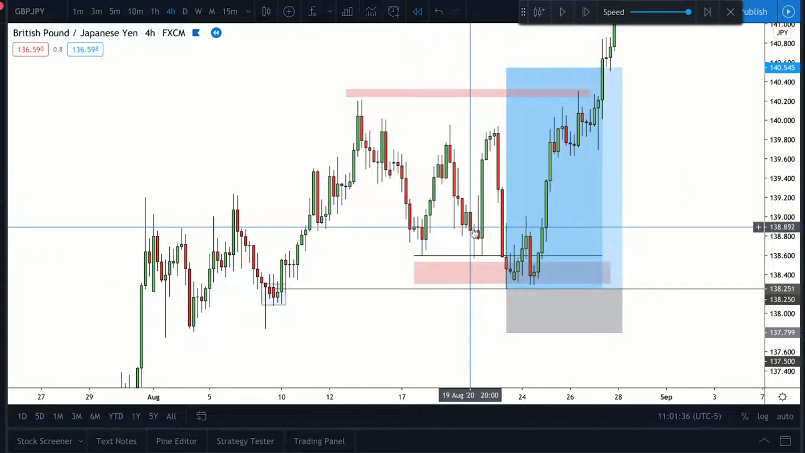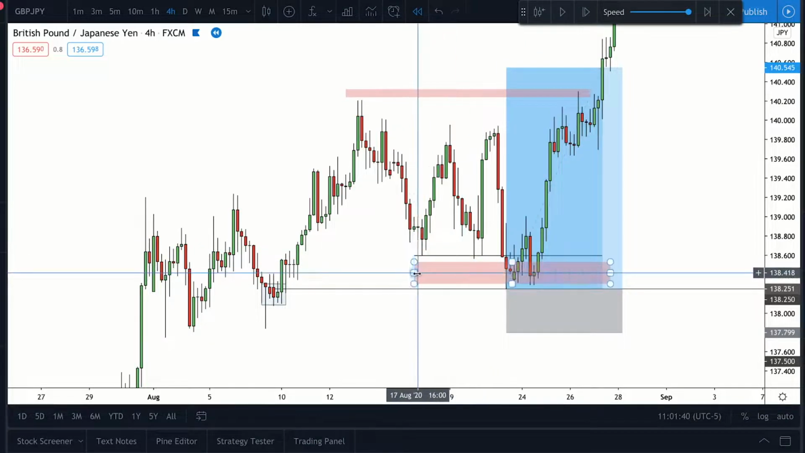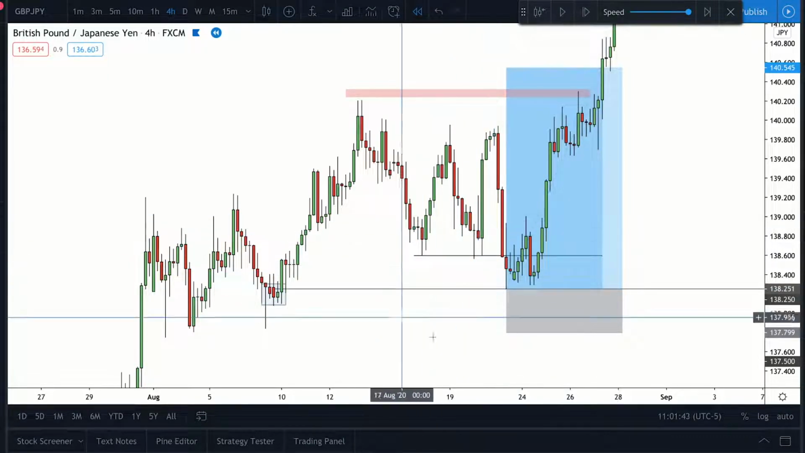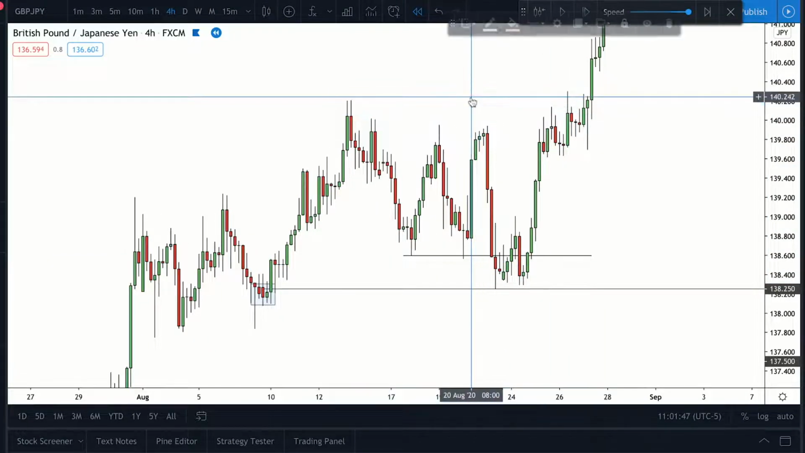Rather than getting caught up in the liquidity and being the people that provide the liquidity for the big boys in the market, we want to be on their side. We want to be trading with them. So essentially, we are entering where everyone else is getting stopped out. Does that make sense?